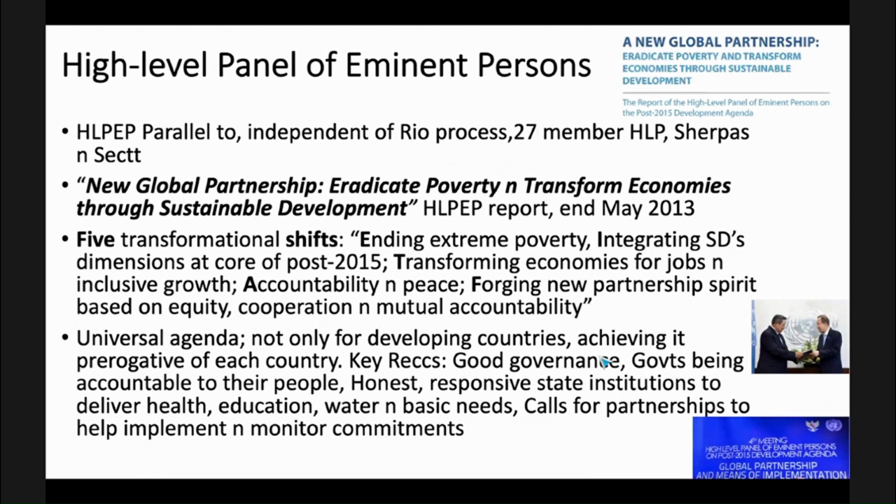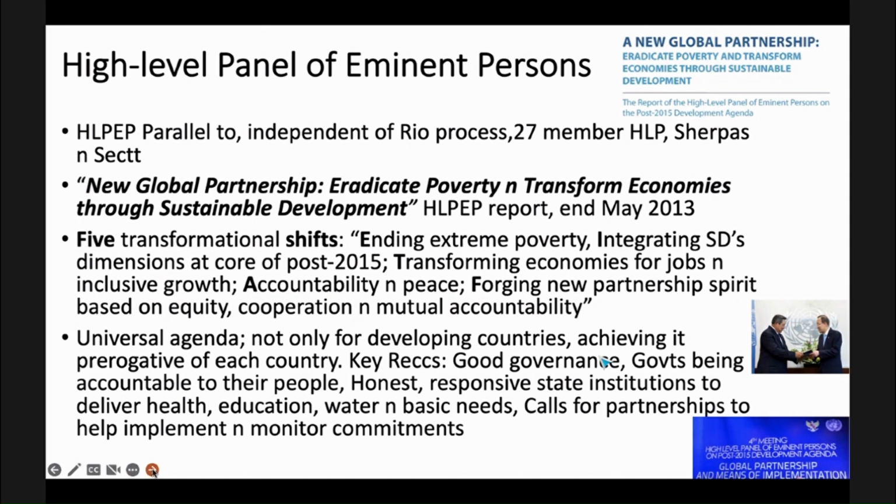So, parallel to the Rio process, the SG, Ban Ki-moon, established a 27-member high-level panel, Sherpas and a secretariat, who created a new, bold articulation and report, A New Global Partnership: Eradicate Poverty and Transform Economies through Sustainable Development. It talked of 5 transformational shifts: ending extreme poverty, integrating SDGs at the core of post-2015, transforming economies for jobs and inclusive growth, accountability and peace, and forging new partnerships based on equity and mutual accountability.